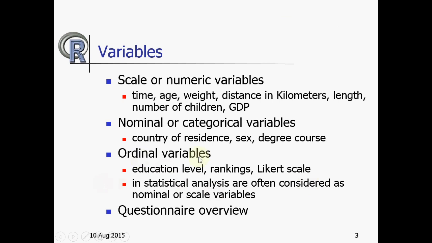What to do with ordinal variables? Ordinal variables in R are called ordered. Well, you will see that ordinal variables will be treated as nominal variables whenever they have few categories, let's say 3, 4, maximum 5, and will be treated as scale variables, even though this is theoretically wrong, whenever they have more than 5 categories.